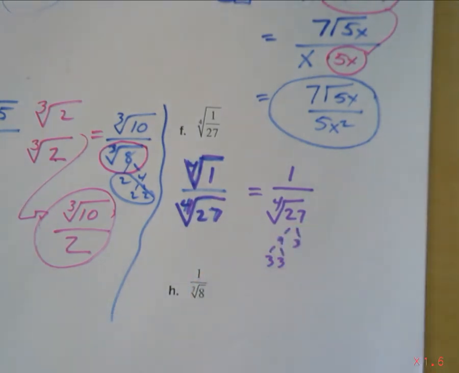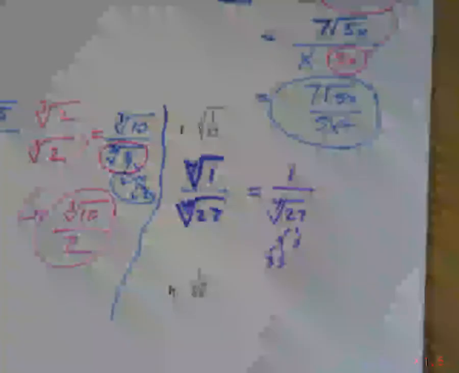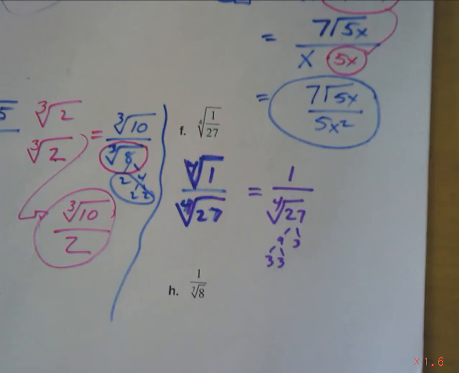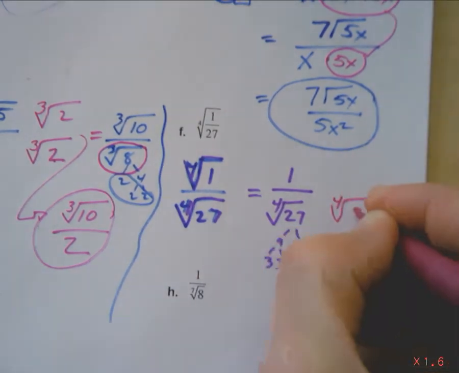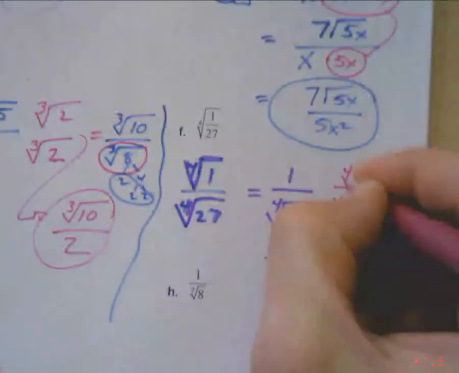3 and 3, right? Look at how many 3s I got. How many 3s do you count? I got 3 3s. Well, how many do I need for it to disappear? 4. I need 4. So how many more do I need? 1. I need 1 more. So I'm going to multiply top and bottom by the 4th root of 3, top and bottom.